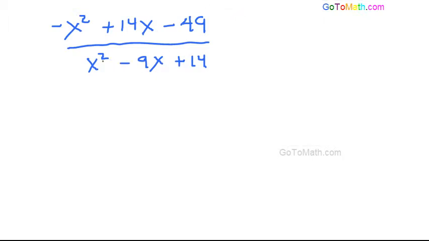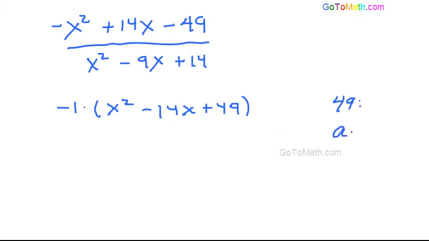The first thing I'm going to do is pull this negative out of here. So we're left with x squared minus 14x plus 49. The signs change. Now let's go ahead and factor this. We've got 49 here: two numbers multiplied together to give us 49, and when we add them, we get negative 14.